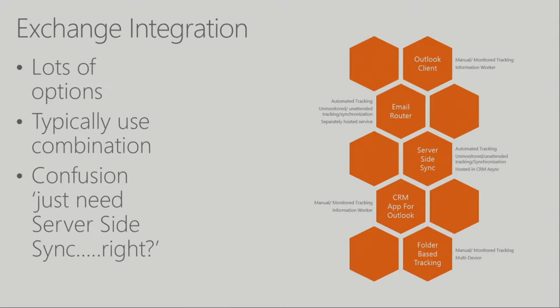We'll give you kind of an idea of where the different bits play together. But off the back of that, we still have the Outlook client. We have server-side synchronization. But we have other tools now, like CRM app for Outlook, and we have folder-based tracking. So the idea is many of these things work together. They don't work in isolation. They're not one-offs, but they work in conjunction with each other, all to play a part in the role for that particular user type.